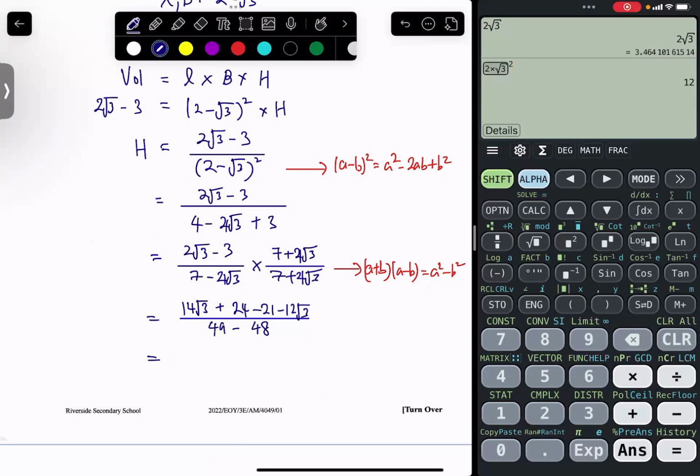Since over 1, we don't need to care about denominator anymore. 14 root 3 minus 12 root 3, that is 2 root 3. Okay, 24 minus 21, that is plus 3. Answer.